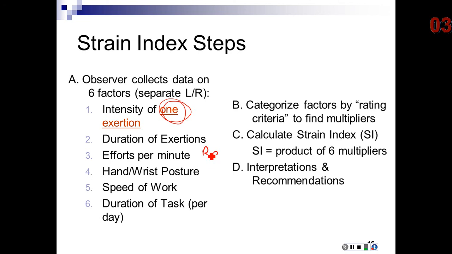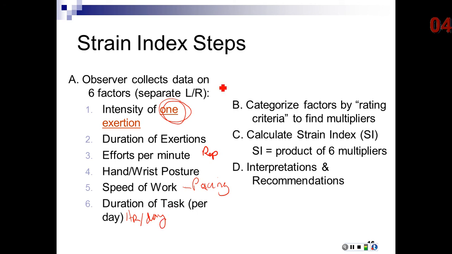Fourth is hand-wrist posture, and this will be looking at the hand-wrist. Is your wrist in extension, flexion, or ulnar deviation? Fifth is speed of work, and this will be a pacing factor. So pacing, are people self-paced, or are they machine-paced? Are they force-paced? And then lastly, duration of task. We're looking at the per day, as in how many hours per day are they exposed or on the task.